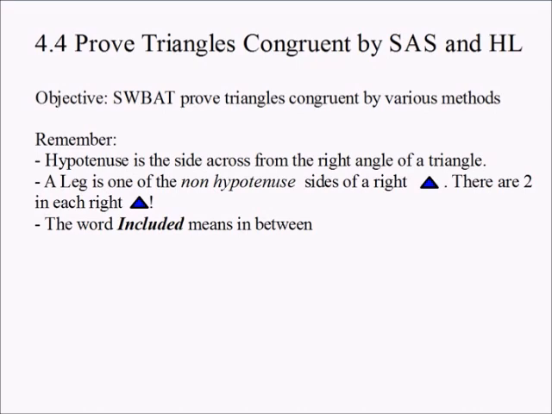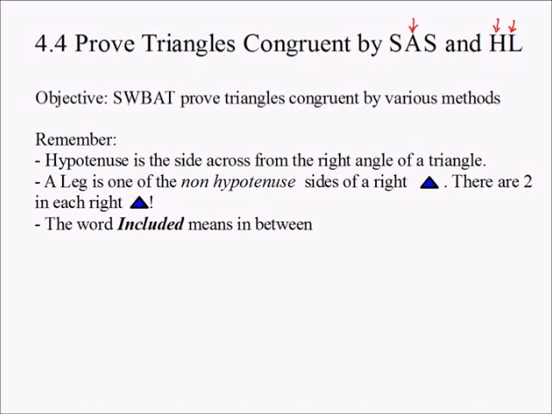Today we're going to go over 4.4. We're going to prove triangles congruent by SAS and HL. As we learned in 4.3, we know that the S in SSS means side. So you probably can figure out by now that A means angle. So we have here side, angle, side. And right here, the HL, for those who really love geometry, is going to mean hypotenuse leg.